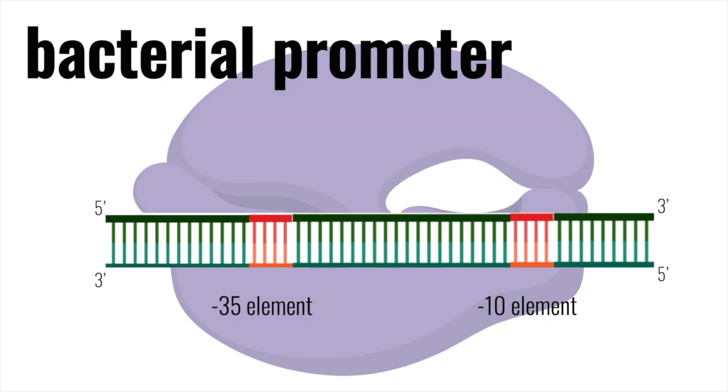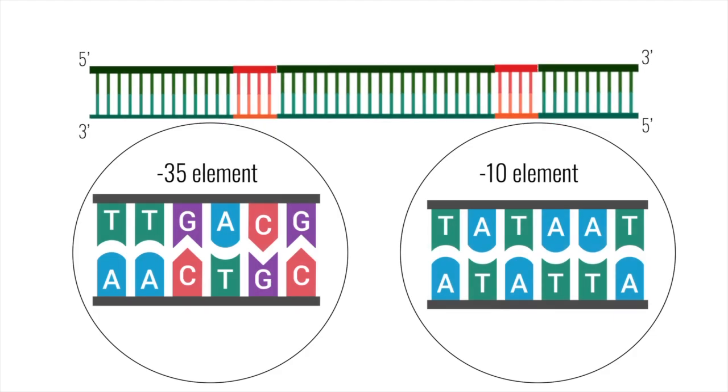Once the RNA polymerase has bound, it can open up the DNA and get to work. So DNA opening occurs at the -10 element, where the strands are easy to separate due to the many A's and T's, which bind to each other using only 2 hydrogen bonds rather than the 3 hydrogen bonds of G's and C's.